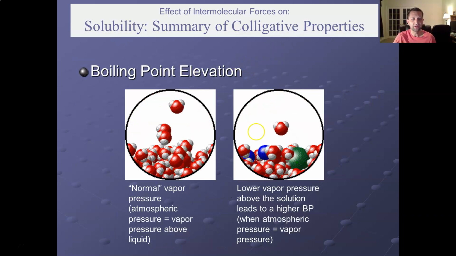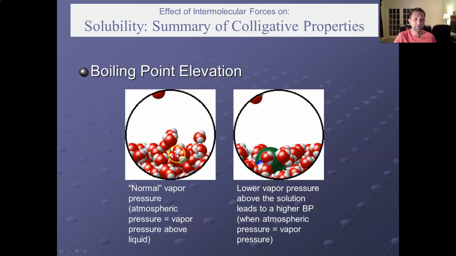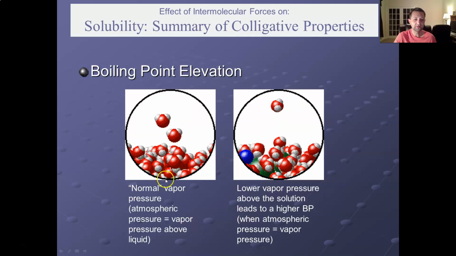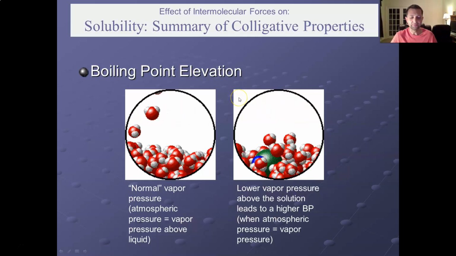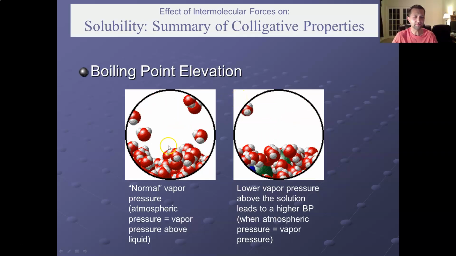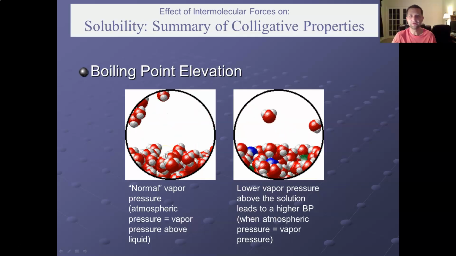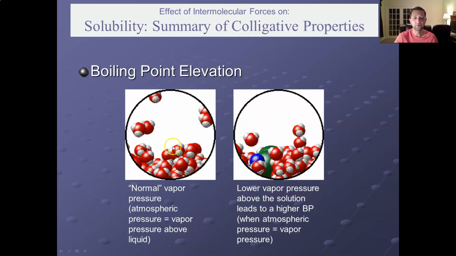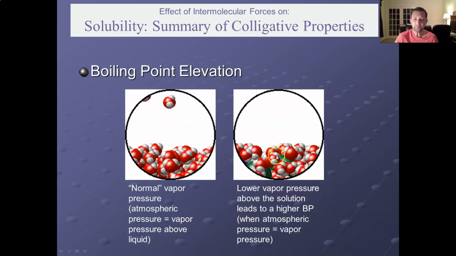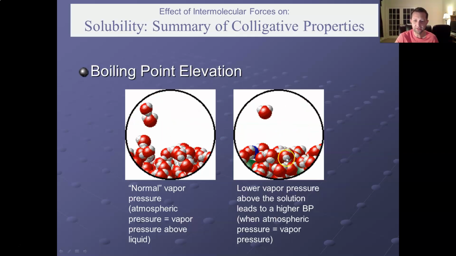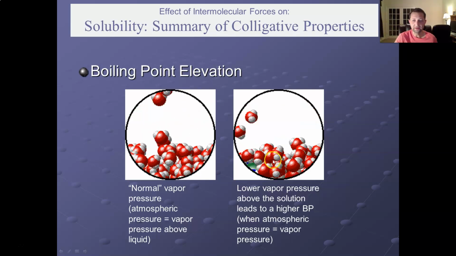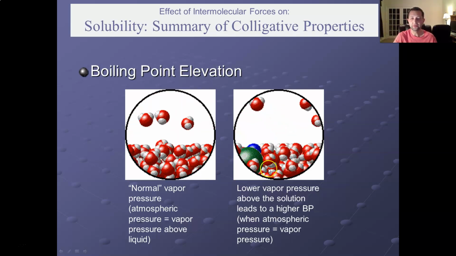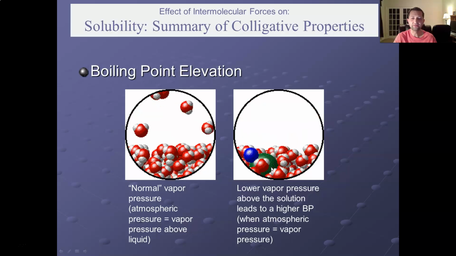So how does boiling point elevation work? Here's your regular water that's boiling. So there's normal vapor pressure of water. You have your water molecules moving relatively fast, and they escape. Well, notice on this one here, we dissolved something in it, maybe table salt. So you have your ions floating around in there. When your ions are floating around in here, what do we also have?